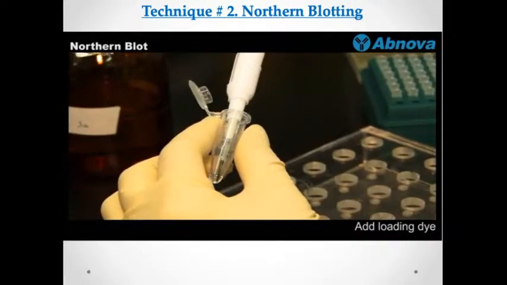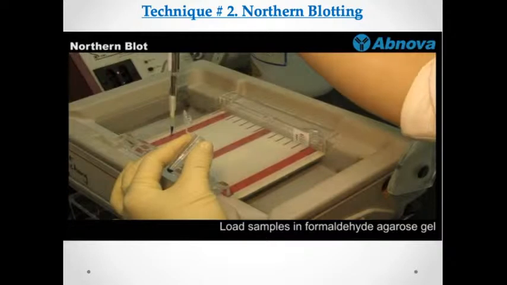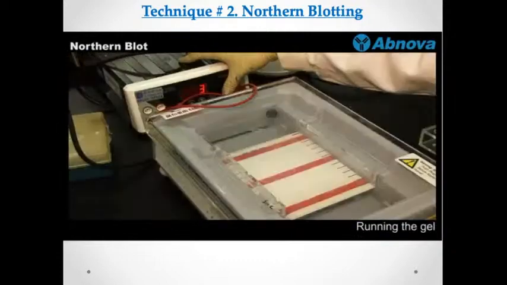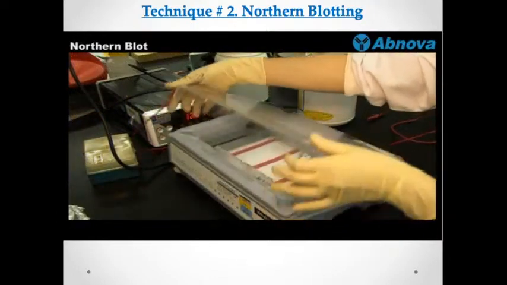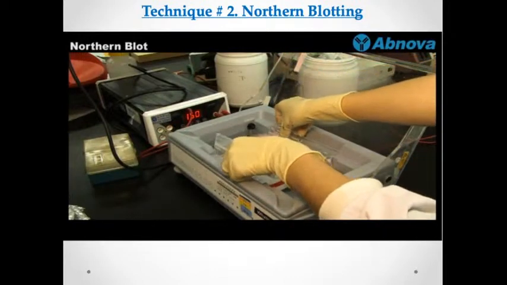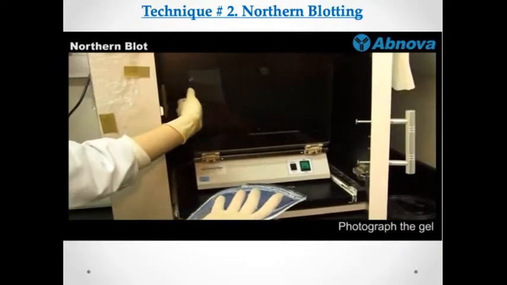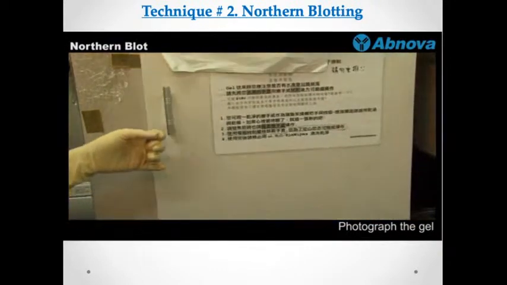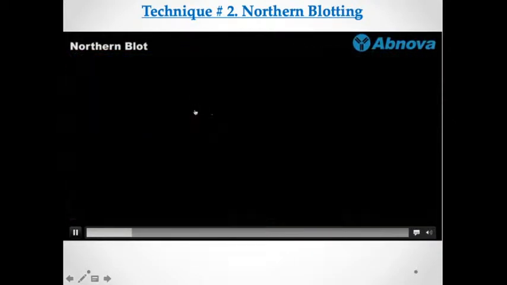Then add the loading dye to the RNA. Then load the samples in the formaldehyde agarose gel. Close it, run the gel, same as in the DNA case. Get it out. Then take a photo of it. So here you can see your samples being run.